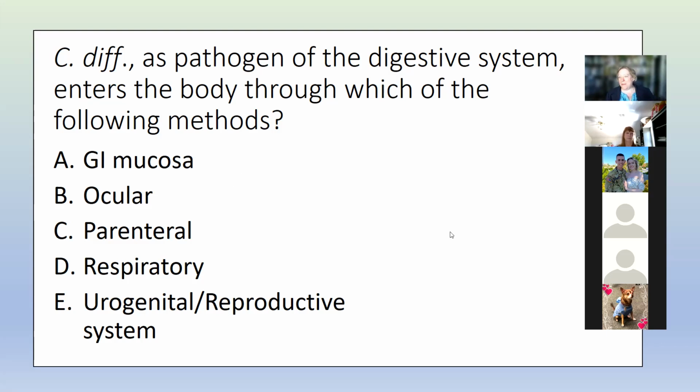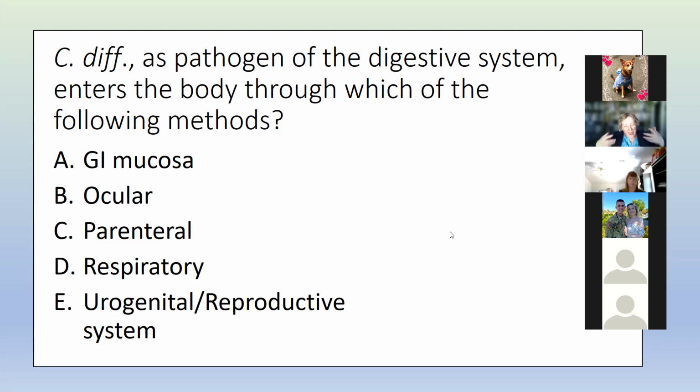Ocular, yeah, maybe, if you're cleaning up some C. diff containing feces, or if it's microscopic amounts and you don't see them and you rub your eyes, it can go from your sinuses down into your digestive tract. Not a real common portal of entry, though.